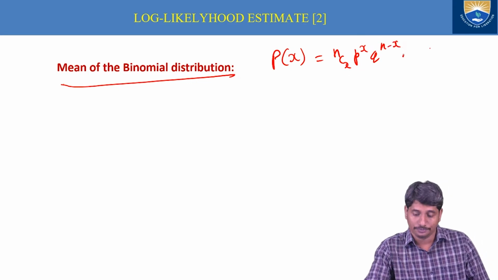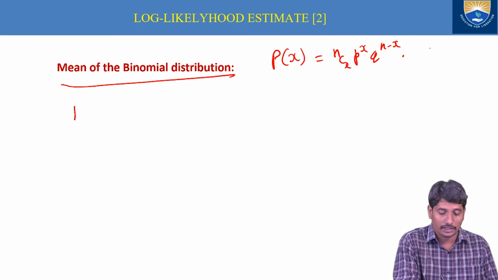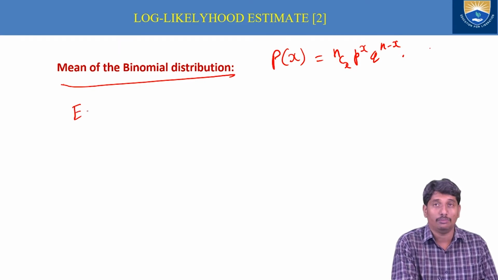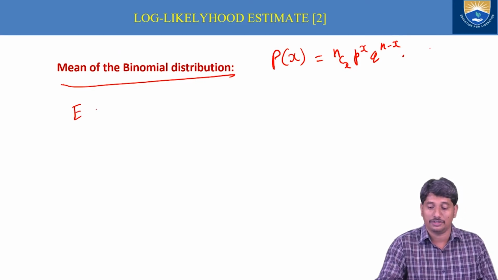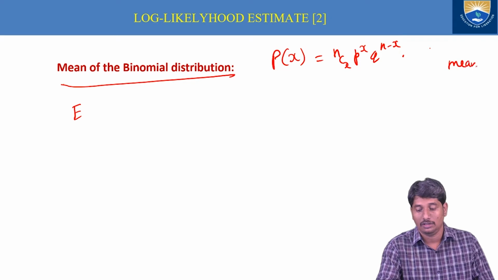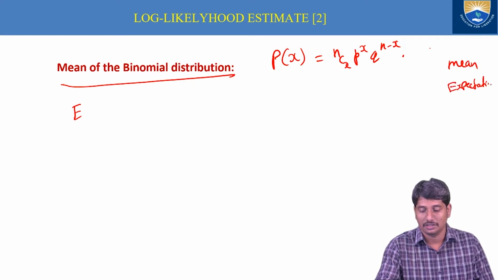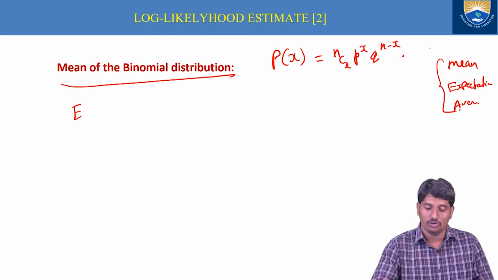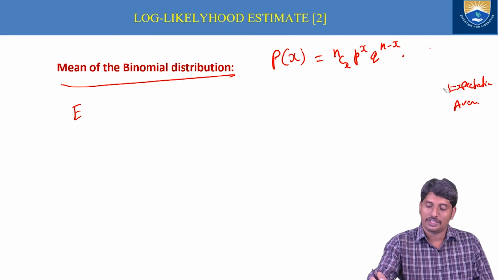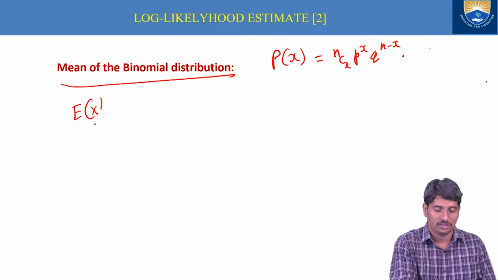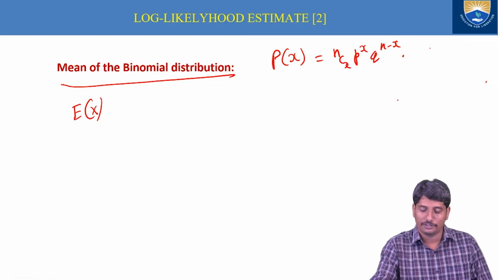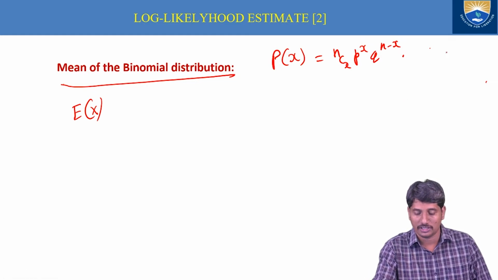Now I want to calculate the mean. Mean is also called expectation, and average. All these are synonyms. So we understand that mean means expectation. That is E of x. Now my question is, what is E of x for a discrete random variable? Because binomial x is a discrete random variable.